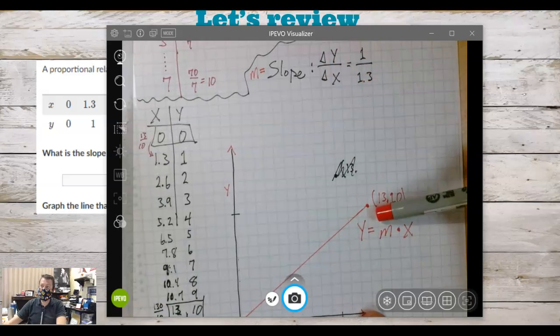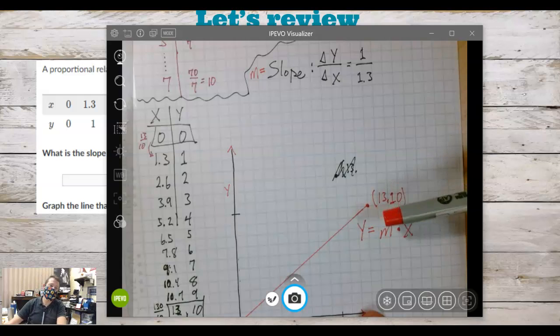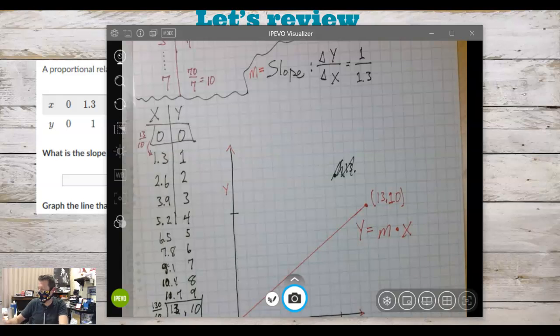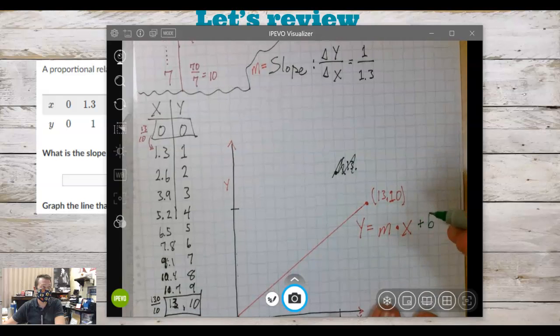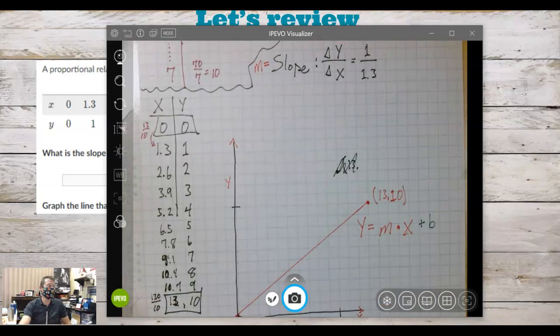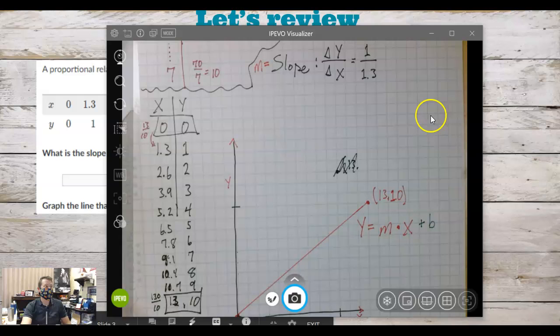A proportional relationship is a linear equation, but a linear equation that is not proportional, and we may have talked about this just briefly, will have a number. So another number added or subtracted out here makes it not proportional. Yeah, when there's a y-intercept.